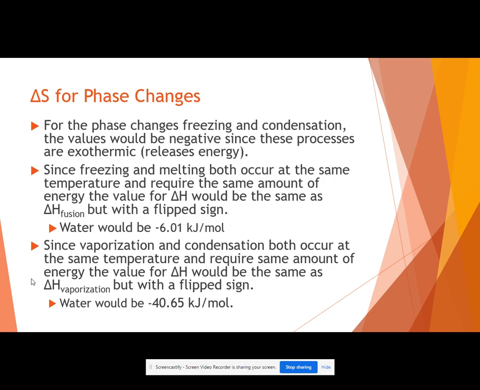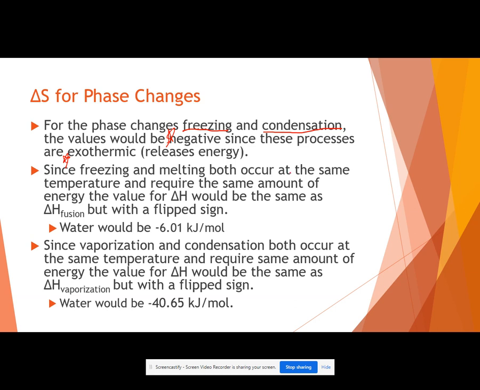Now, we are talking about melting and vaporization, but there are other phase changes we haven't talked about. For example, we haven't talked about freezing, and we haven't talked about condensation. These values are going to be negative because they are exothermic. They release energy. Think about it. If you want things to get colder, you have to release that heat or release that energy. So since freezing and melting both occur at the same temperature and require the same amount of energy to happen, your delta H for freezing is going to be the same as melting. The only difference is we flip the sign.